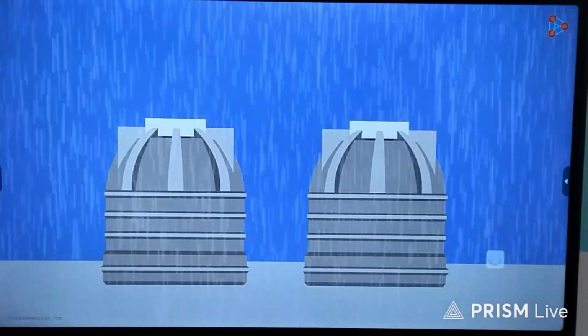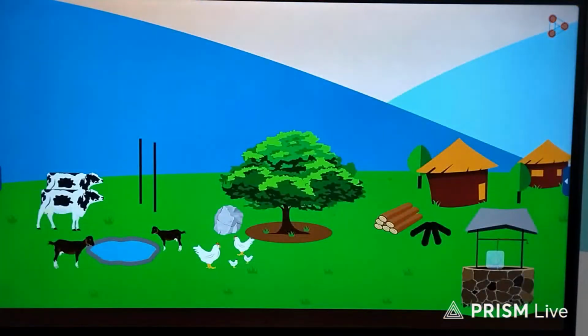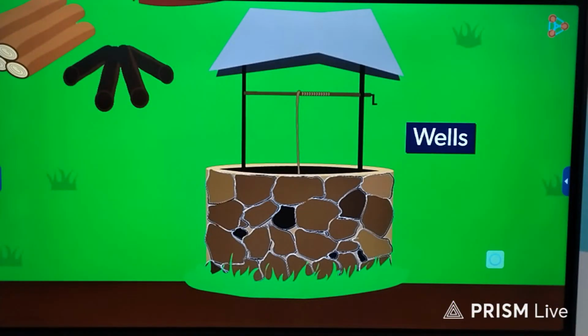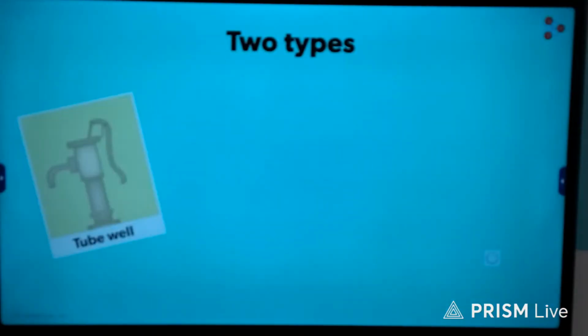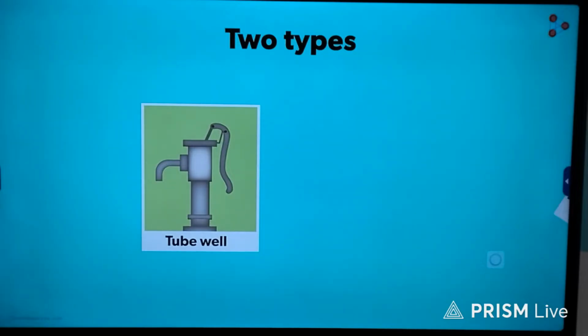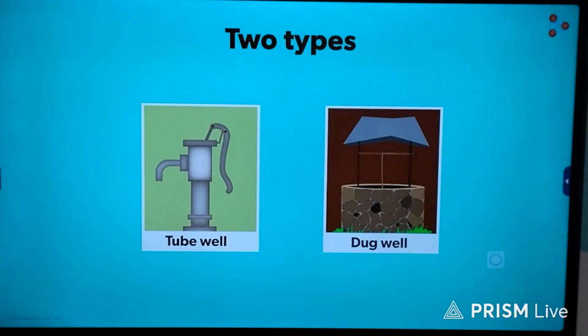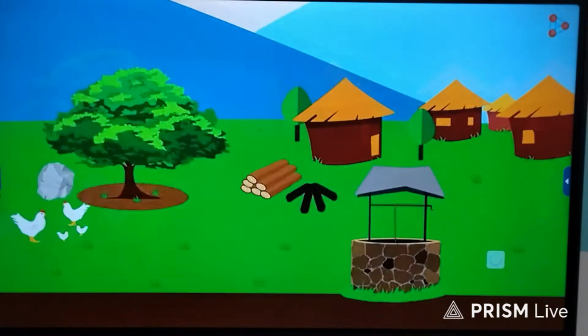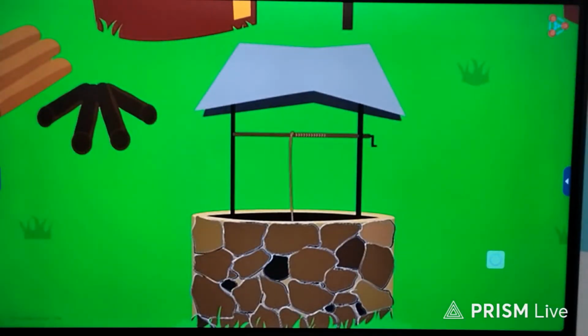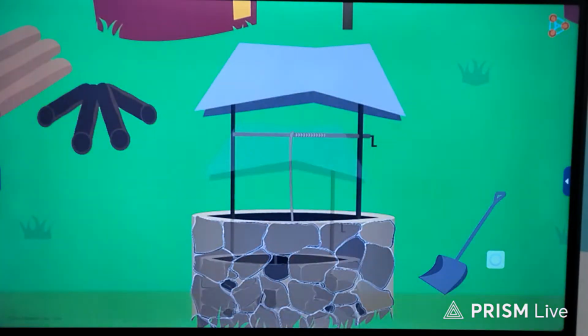Can you name the most common place where water is stored in a village? Wells? That's right. And do you know that there are two types of wells? One is called the tube well, while the other is called a dug well. What do you think is the difference between the two? The major difference between the two is the method in which they are created by humans. Dug wells are commonly found in villages and they do not need heavy machineries to be created. A simple shovel can help create a dug well.